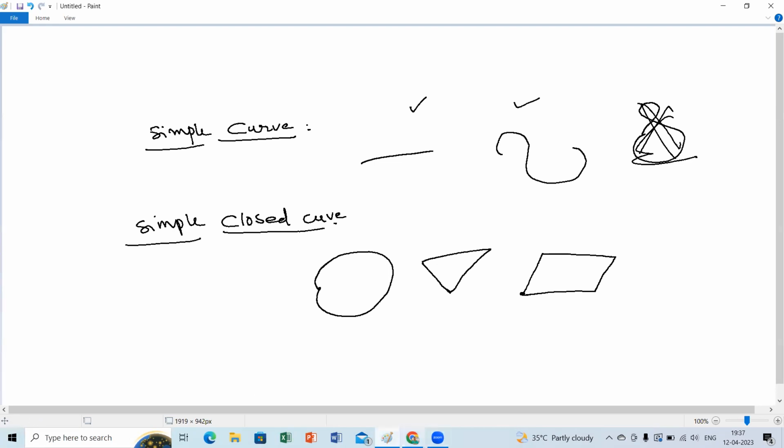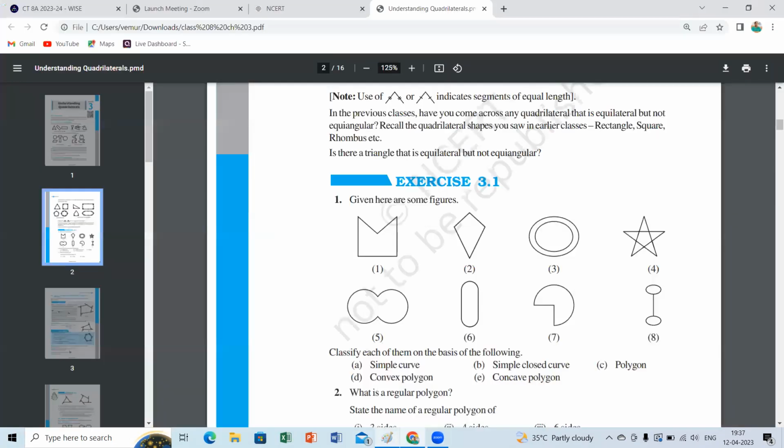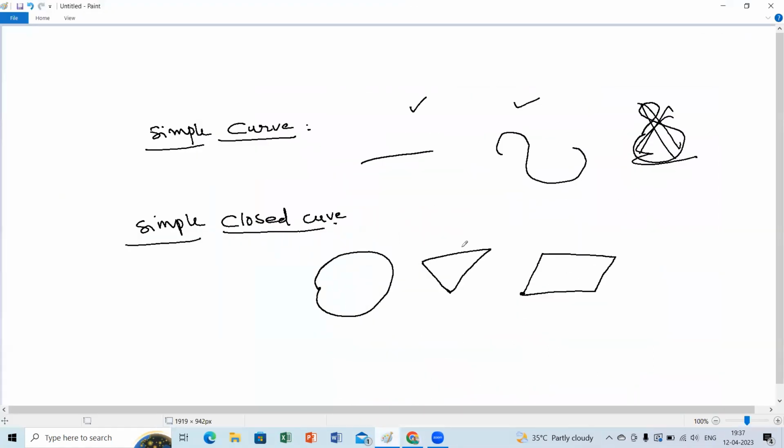Okay, ma'am. Now, what is the third classification given? Polygon. What is a polygon? What is the difference between a closed curve and a polygon? Ma'am, a simple closed curve made up of only line segments. Yeah, very good. A polygon is a simple closed curve bounded by line segments. In this case, there are no line segments here. We just drew a circle.